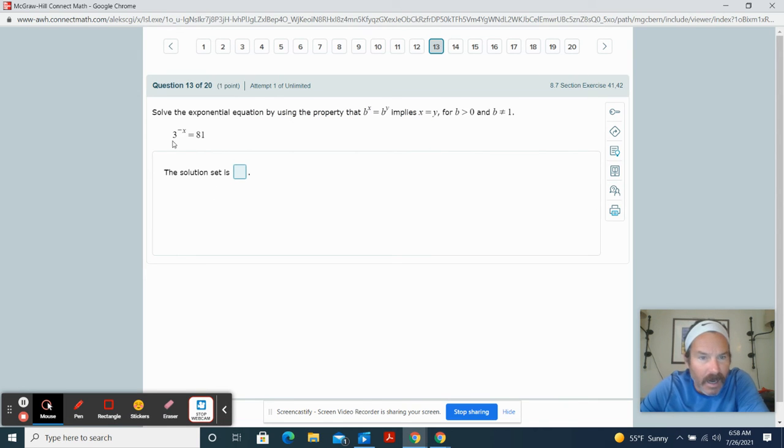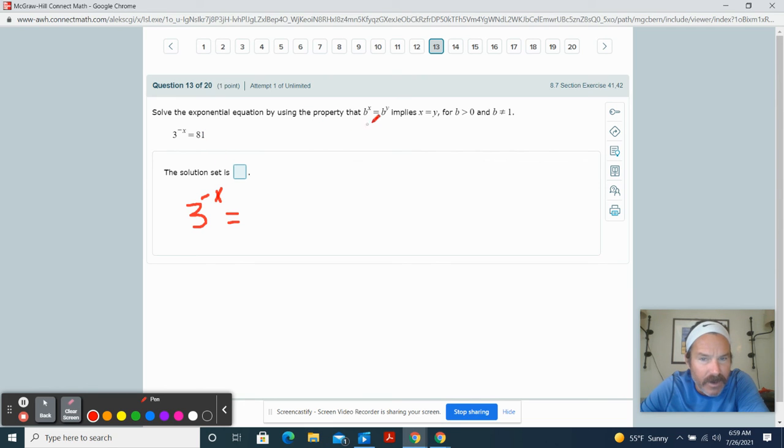Okay, so this one here has a negative exponent. It's okay, it doesn't matter. We want to make the bases the same. Well, 3 can't be written any smaller. So on the left-hand side, we're kind of stuck. We have to leave it as 3 to the negative x.